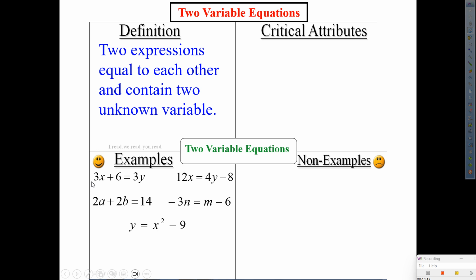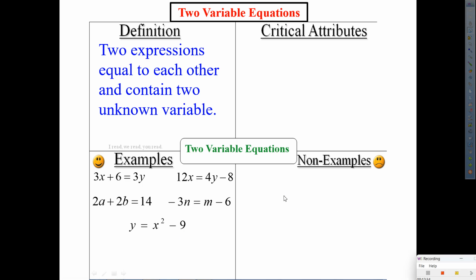Examples: 3x plus 6 equals 3y, 12x equals 4y minus 8, 2a plus 2b equals 14, negative 3m equals m minus 6, and y equals x squared minus 9. Copy those. All right, here it goes.